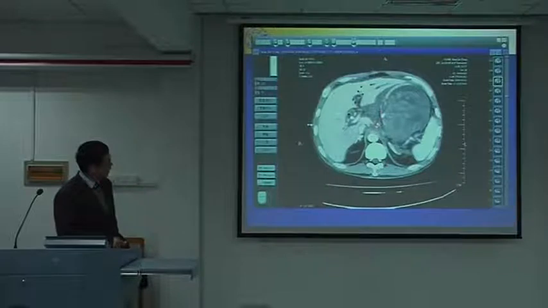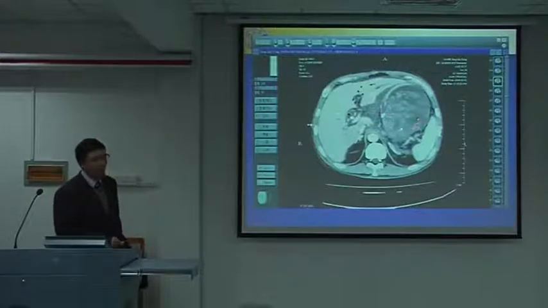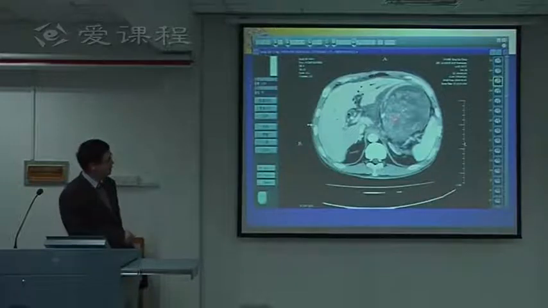So this patient has a large pseudocyst and bleeding. The bleeding is from a clot. So we do the operation to take out the clot and do drainage.